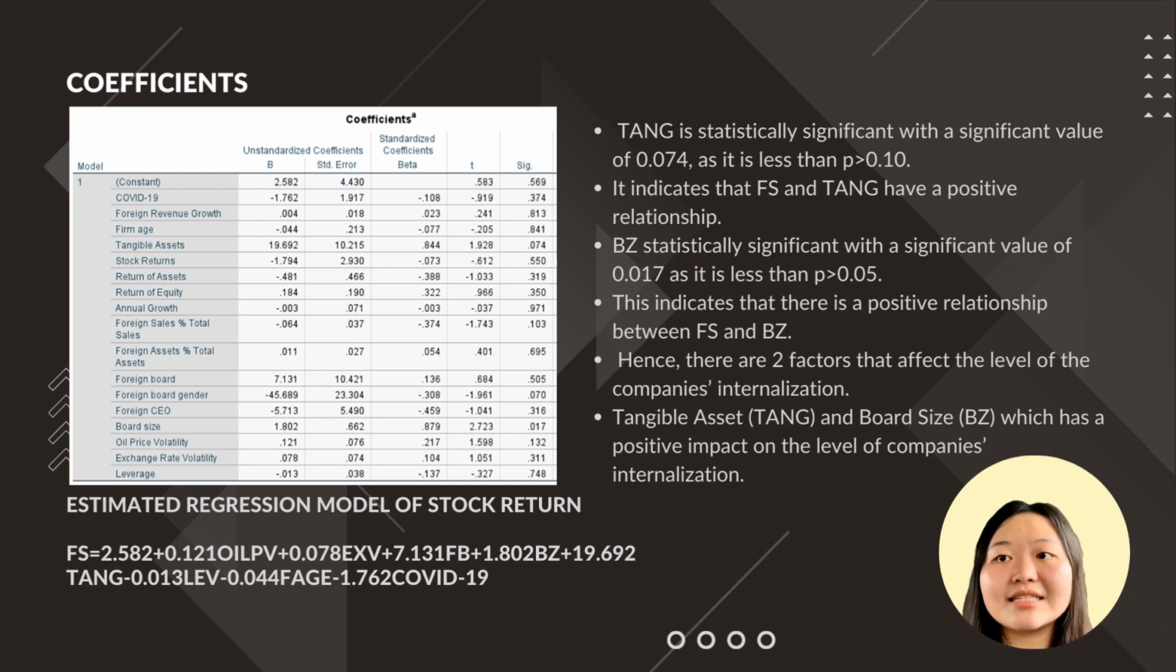As for the board size, it is also statistically significant with a significant value of 0.017. It is less than 0.05, hence it indicates that there is a positive relationship between Fs and the board size. Thus, there are two factors that affect the level of the company's internationalization: tangible asset and board size, which have a positive impact on the level of the company's internationalization.